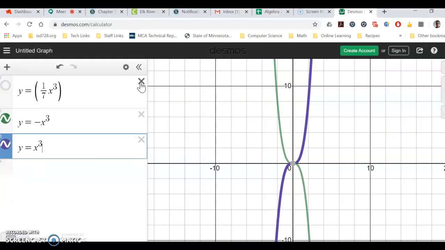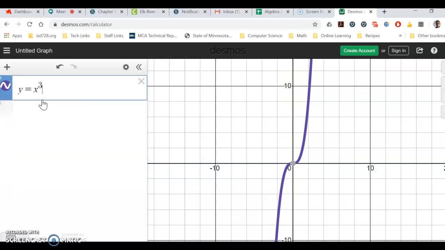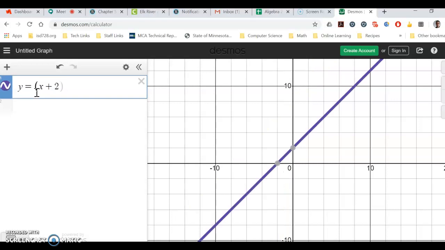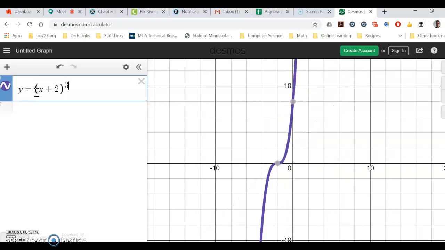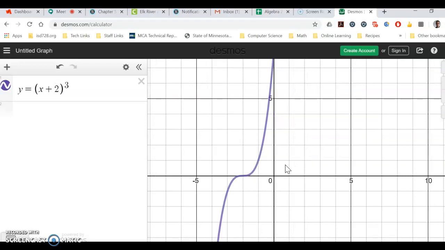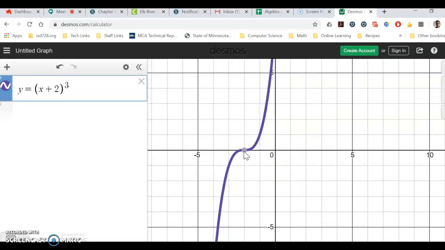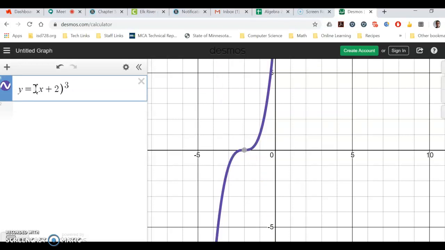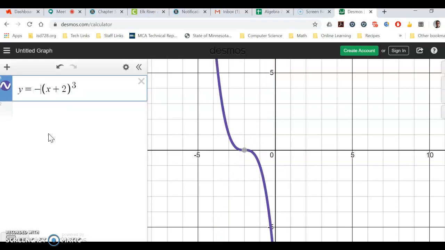So I'm going to clear out some of these other ones here. We're going to do the x plus 2. And we're going to put the cube on the outside. Okay, and so that one, like we would expect, goes to the left 2. Okay, and then if I put the negative, that's going to flip me over the x-axis. So you can see when I put the negative in front there, whoops, that flips me over the x-axis.